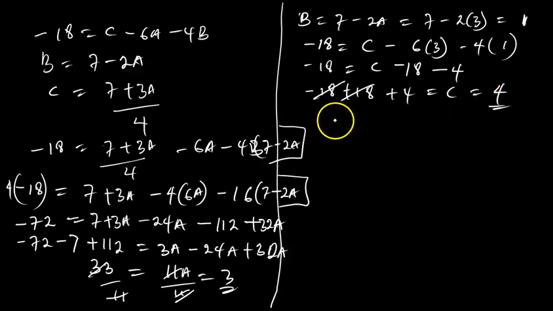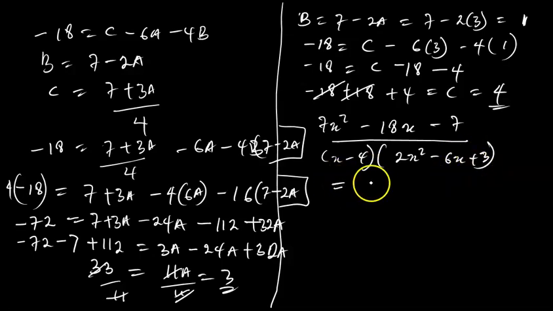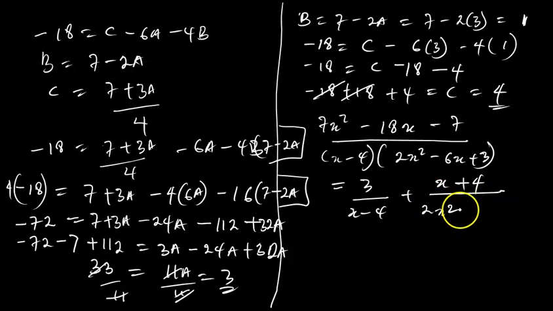Now I can rewrite my partial fraction. My partial fraction, 7x squared minus 18x minus 7 over x minus 4 into 2x squared minus 6x plus 3, can now be rewritten as a, that's 3 over x minus 4, plus b is 1, that's 1x, that's x, plus c, that's 4, over 2x squared minus 6x plus 3.